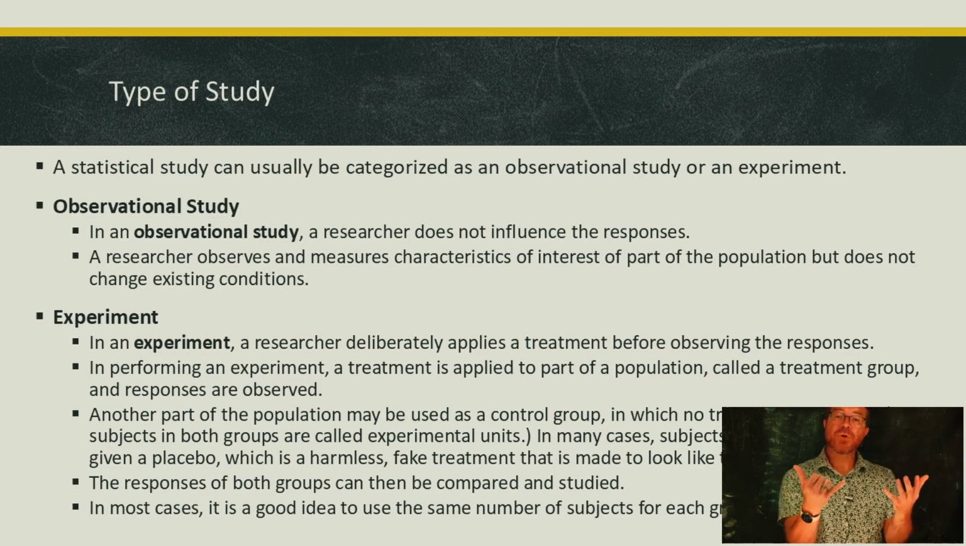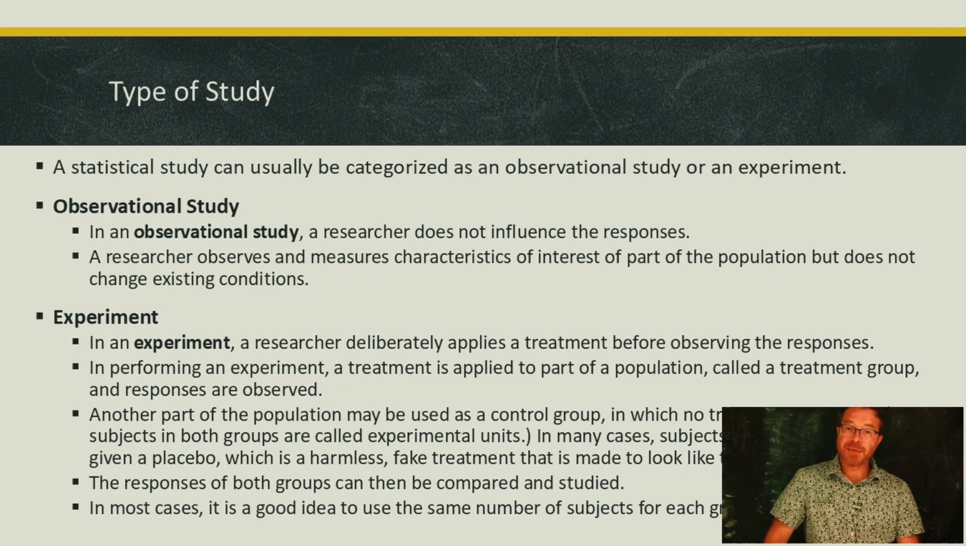But then we'll have another group called a control group. This is a group that does not receive the treatment, but we still take the same observations to see if both groups are representative of the population. Does it seem like our treatment had any impact on whatever we're observing, whether positive or negative? So another part of the population is used as a control group in which no treatment is applied. The subjects of both groups are called experimental units.